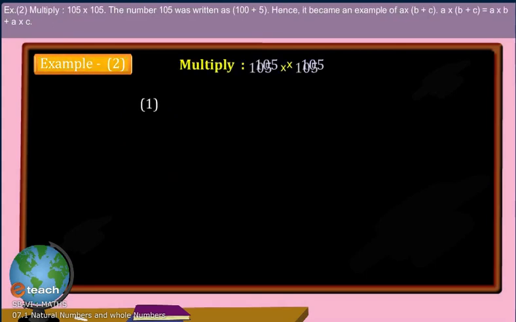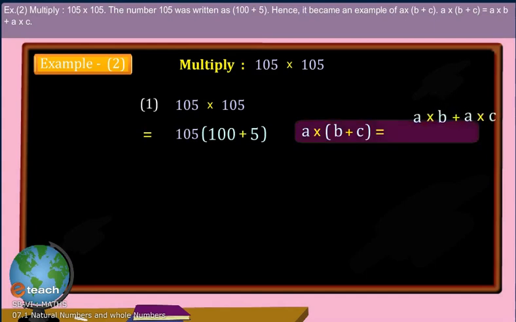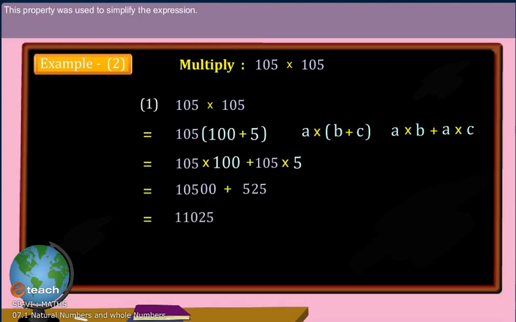Example number 2. Multiply 105 into 105. The number 105 was written as 100 plus 5. Hence, it became an example of A into (B plus C). A into (B plus C) is equal to A into B plus A into C. This property was used to simplify the expression.